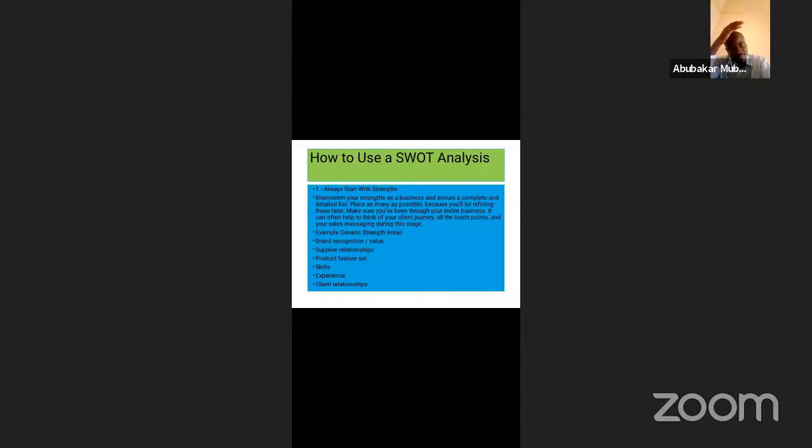Brainstorm your strengths as a business and ensure a complete and detailed list. When you are starting with your strengths, it's not something you just look at briefly. No, you have to focus on it very well. You have to brainstorm your strengths and make a detailed list. Place as many as possible.